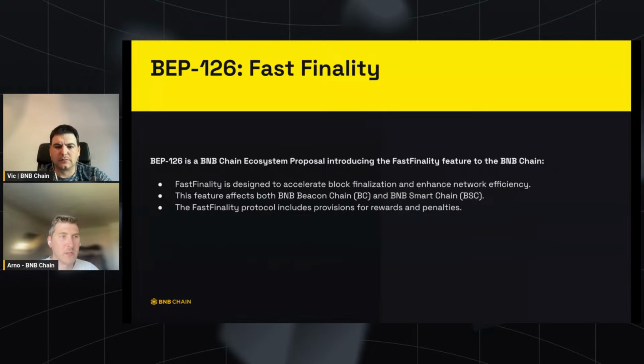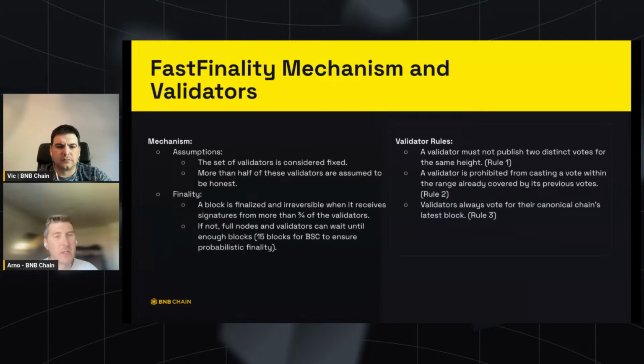So maybe let me jump on the next one. Here we can see a bit the mechanism and the rules as well for validator. We have a few different assumptions as well. The first assumption is that the set of validator is considered fixed.